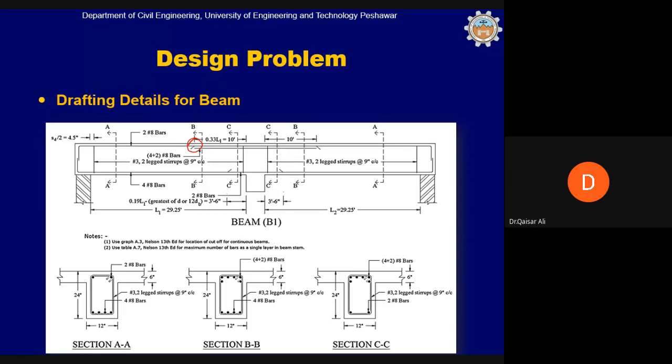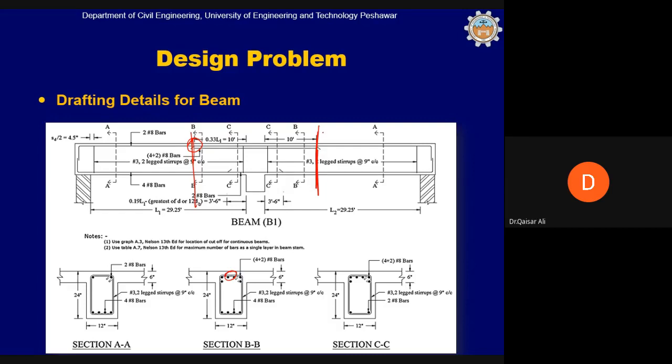So if you take a section now, AA, section A tells us that these 2 bars have been curtailed beyond this point. So you can't see these 2 bars here in section AA because we have maximum negative bending moment in this part.